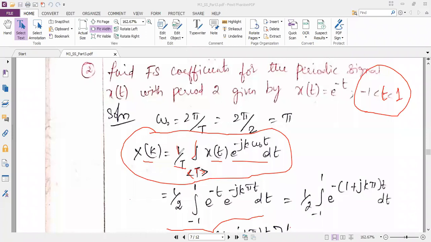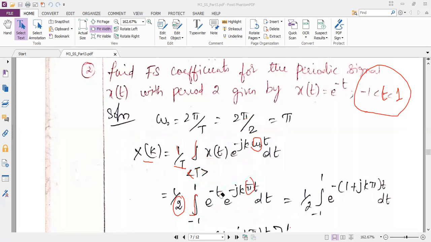In place of T, I will write 2. So I will get 1 by 2 outside the integral, and the integral between minus 1 to plus 1. In place of x of t, I will substitute e power minus t, and I have e power minus jk, and in place of omega naught, I will substitute pi, into t dt. That's it.